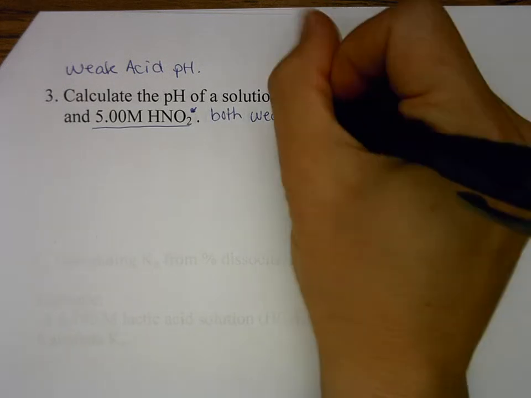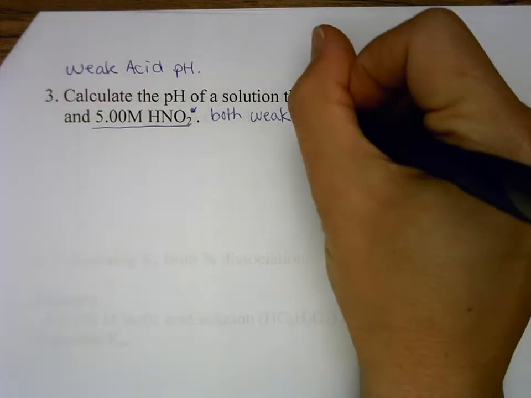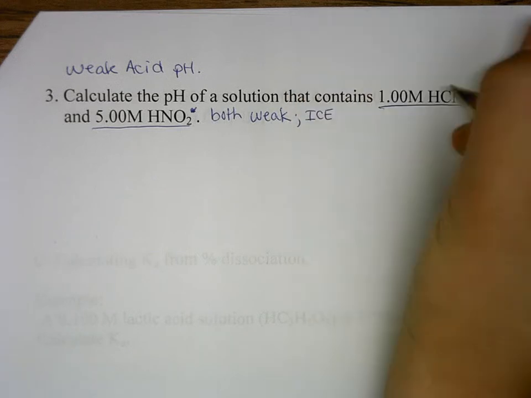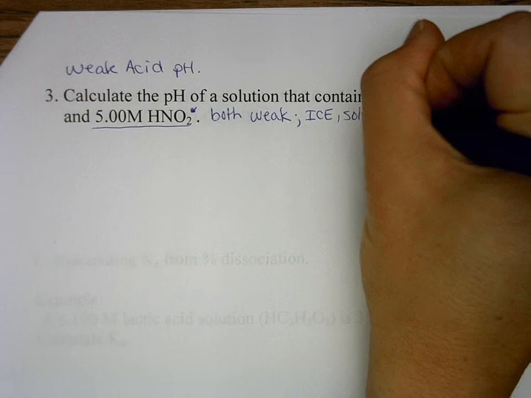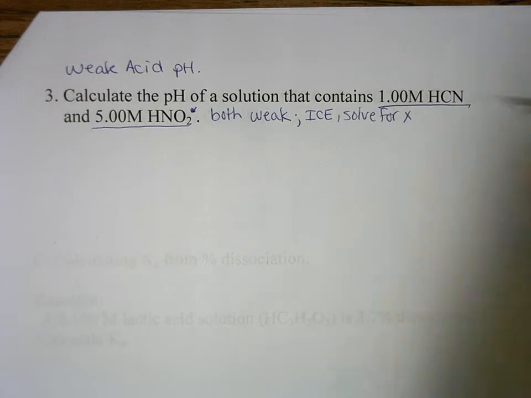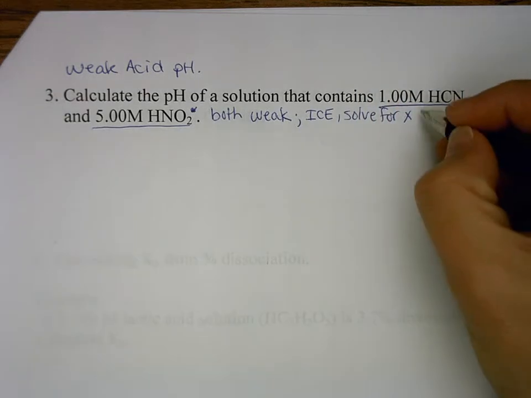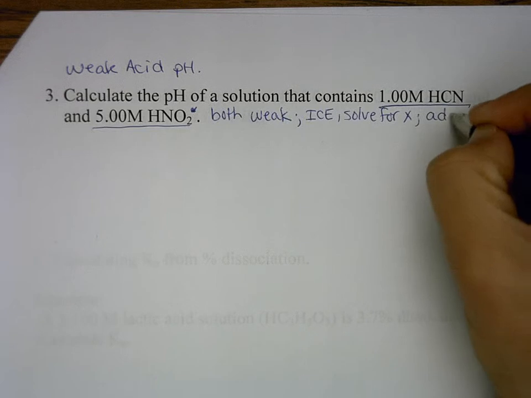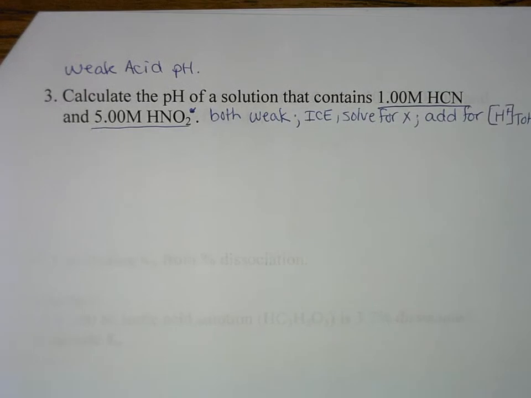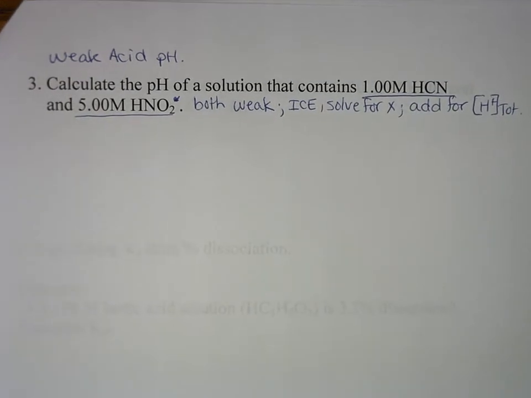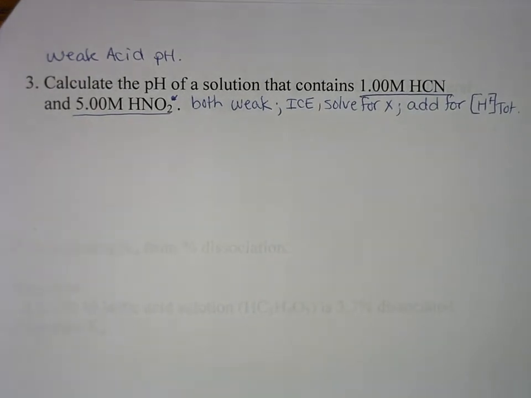So what you need to do, since they're both weak, is set up an ice table for each one separately, solve for X for each one, and then add them together for the total hydrogen ion concentration to calculate the pH. Okay, so it's really just doing two problems in one and combining it together at the end.